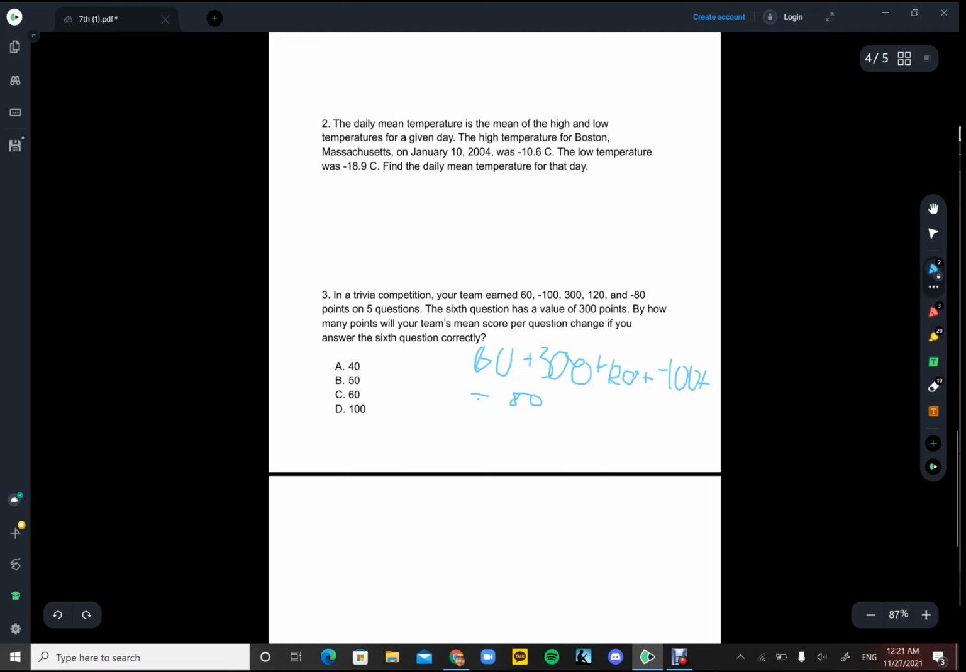So when you add all this up, you get a total of, so when you add these negative values, it would be the same thing as subtracting. So it would be 60 minus 100 plus 300 plus 120 minus 80.